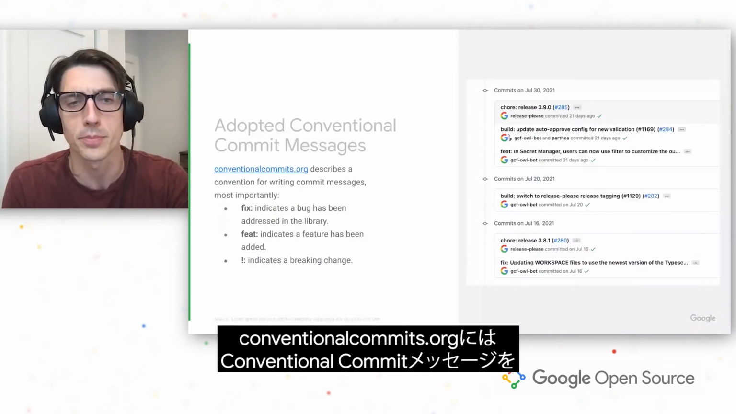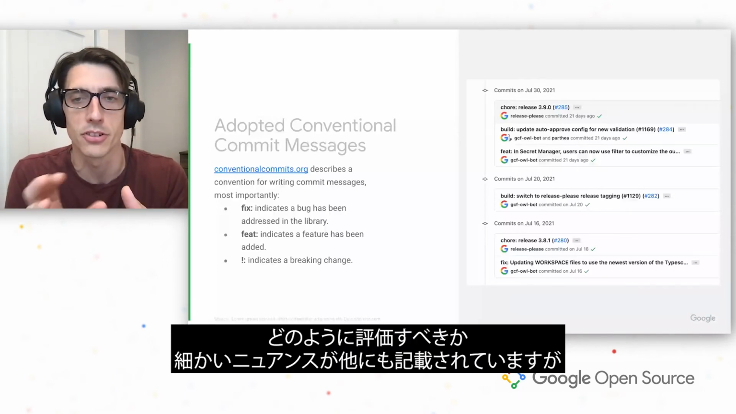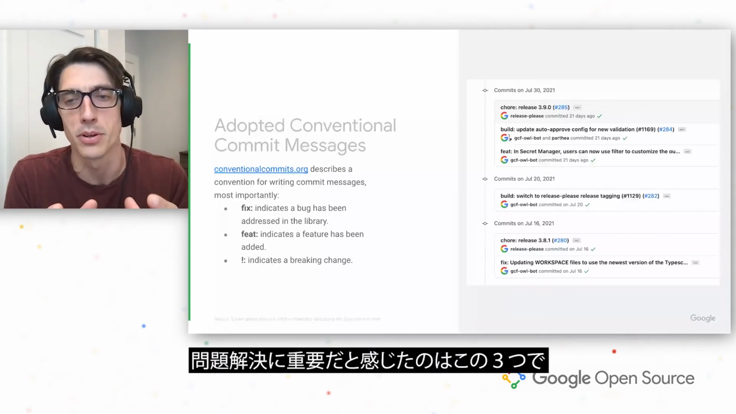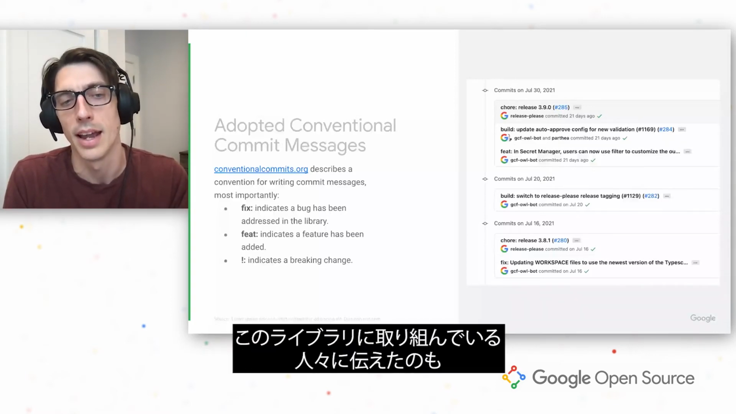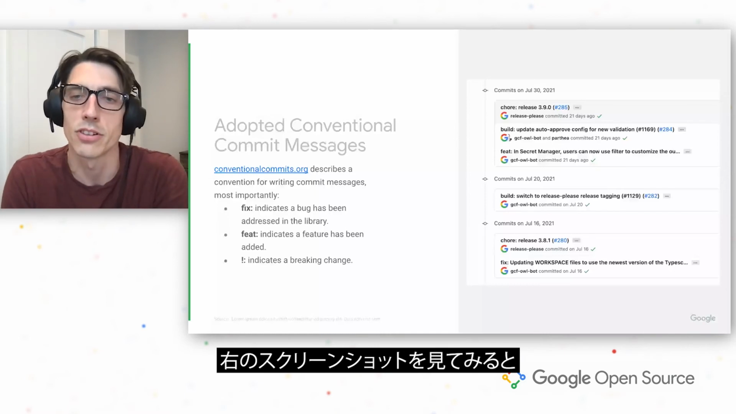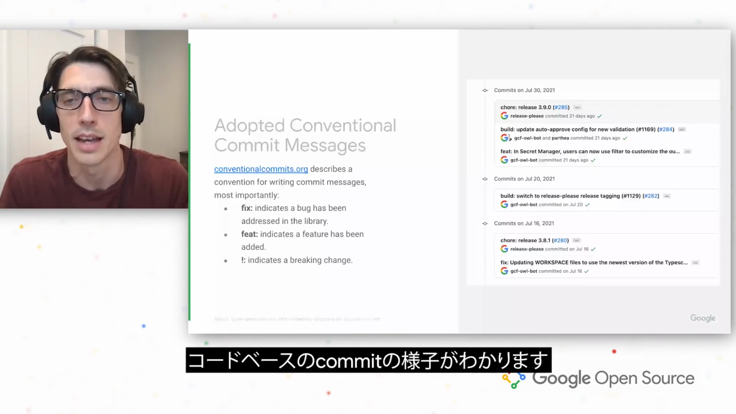Conventionalcommits.org describes a variety of other small nuances to how someone should write conventional commit messages. But these were the three that we felt were most important for the problem we were trying to solve. And these were the three we evangelized to people working on these libraries. So if we take a look at the screenshot on the right here, you can see what commits look like to our code base as we started to adopt these conventional commits.